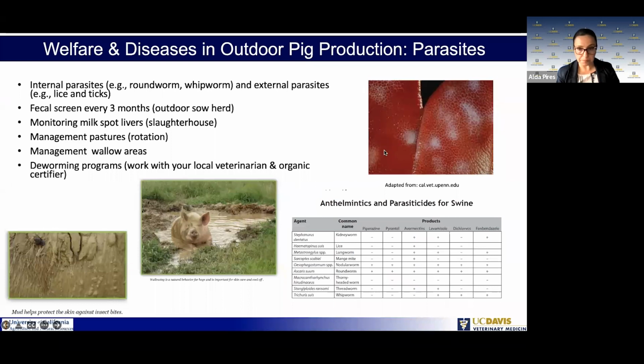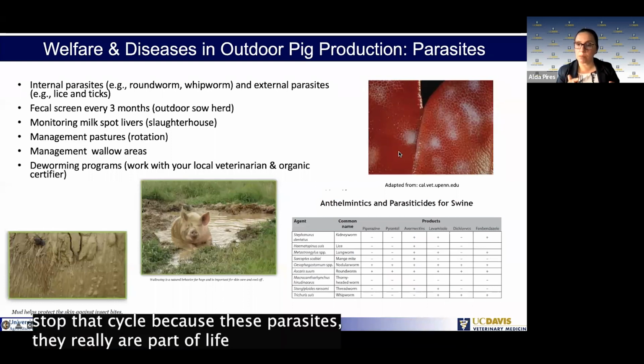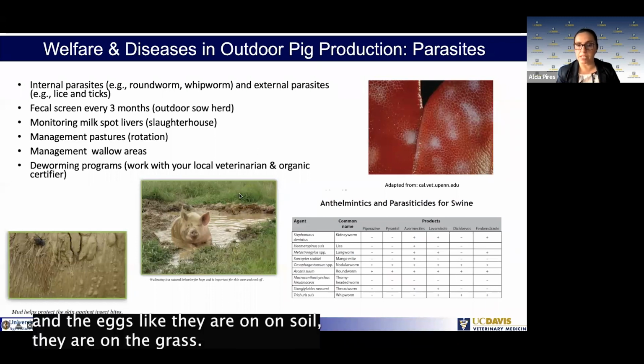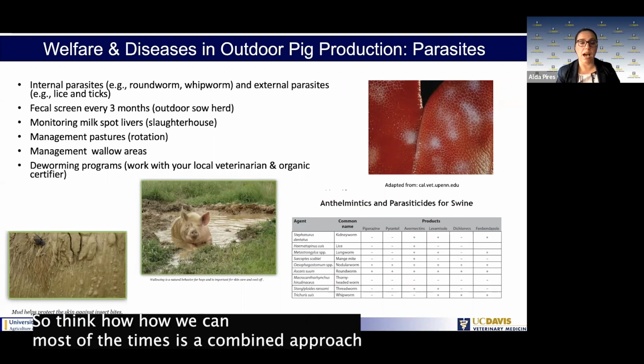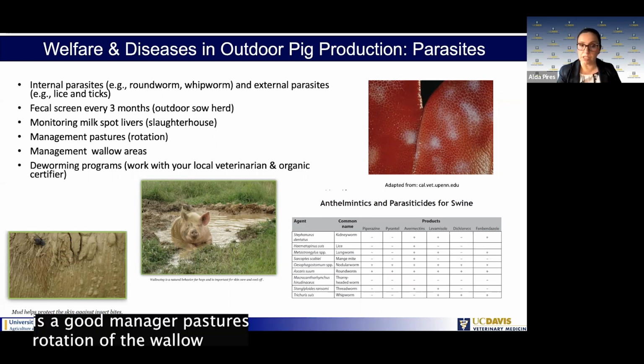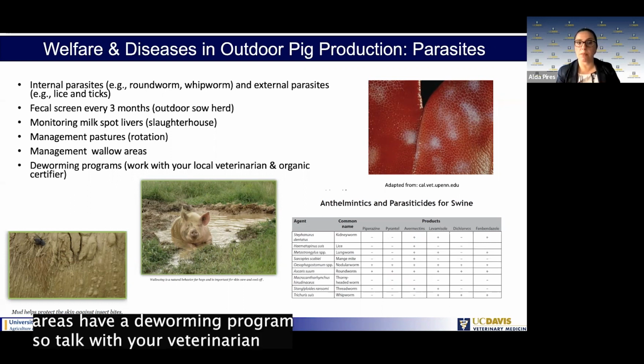parasites, and how we can stop that cycle, because these parasites, they are really part of larvae and eggs, they are on soil, they are on the grass. So think how we can, most of the time it's a combined approach. It's good management of pastures, rotation of the wallow areas, and having a deworming program. So talk with a veterinarian.